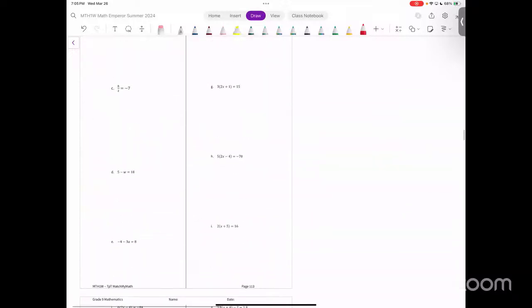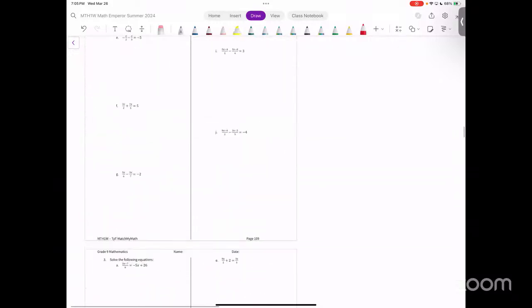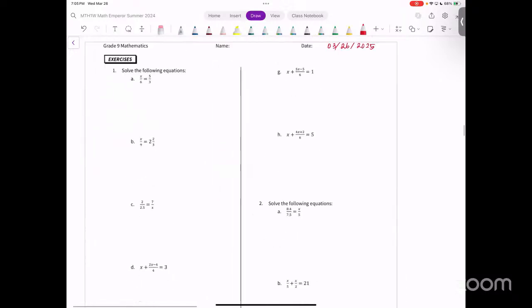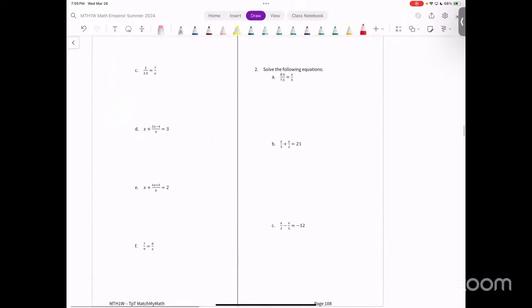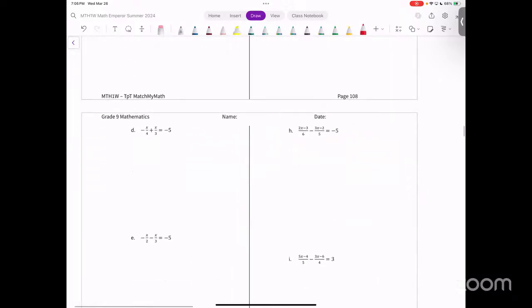So solving equations is something we need to do. As we have done, we're going to dive into unit review questions. So let's start from solving equations. I'm going to ask you to do specific questions. So let's start with H. Can you just do the H, please? Unit review.